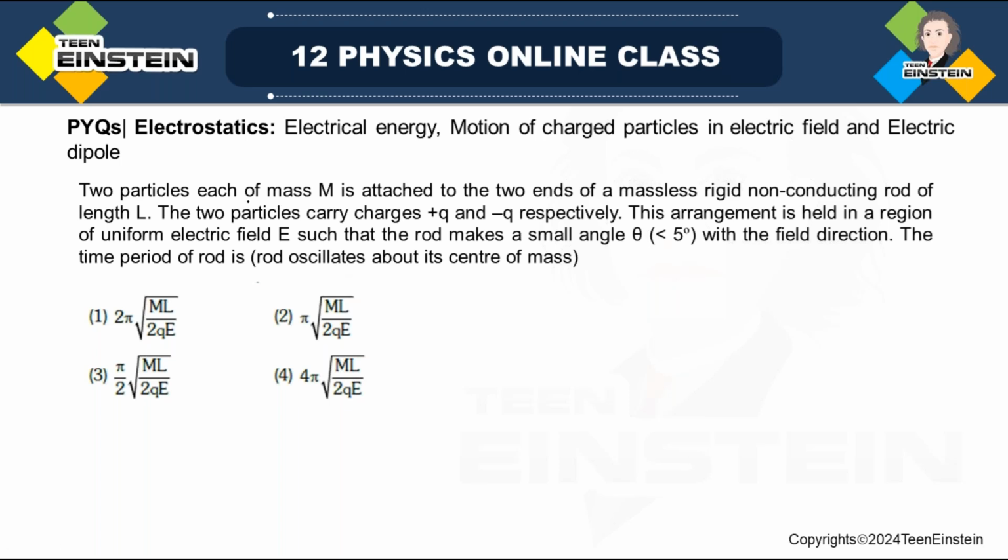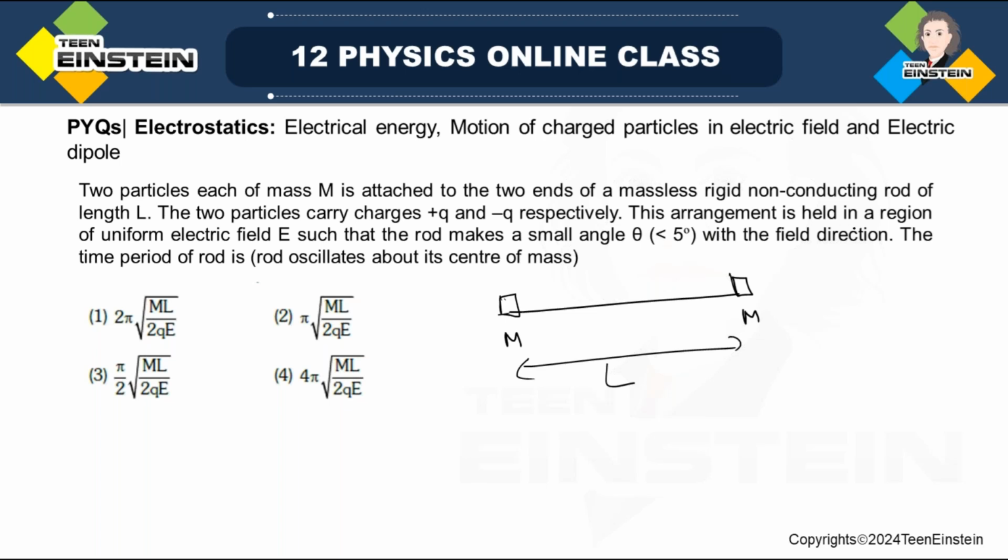See, this question says two particles, each of mass m, attached to the two ends of a massless rigid non-conducting rod. So this is a rod, and there are two equal masses, both equal masses on either side, say, and it has a length L. Two particles carry positive q and negative q respectively.